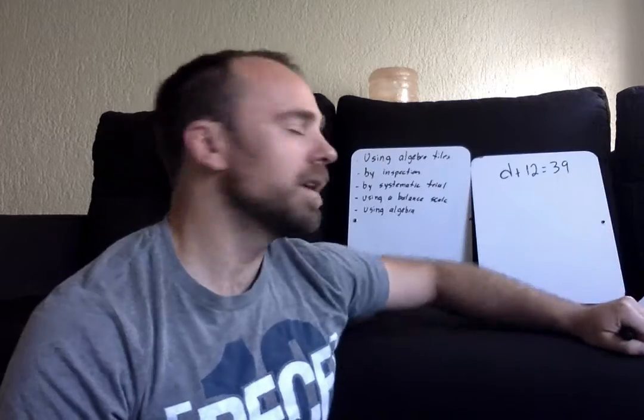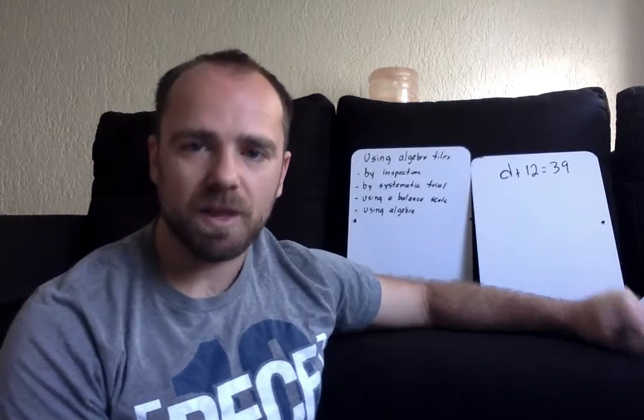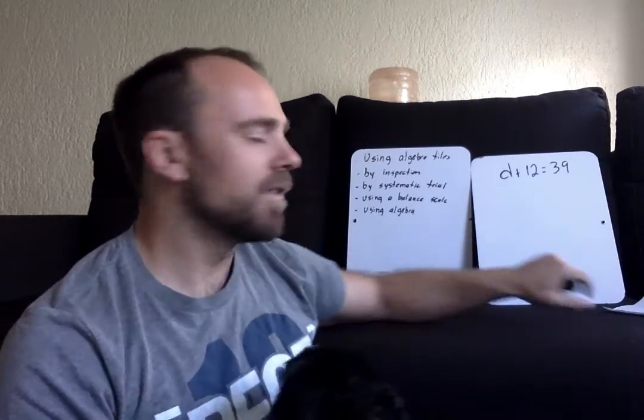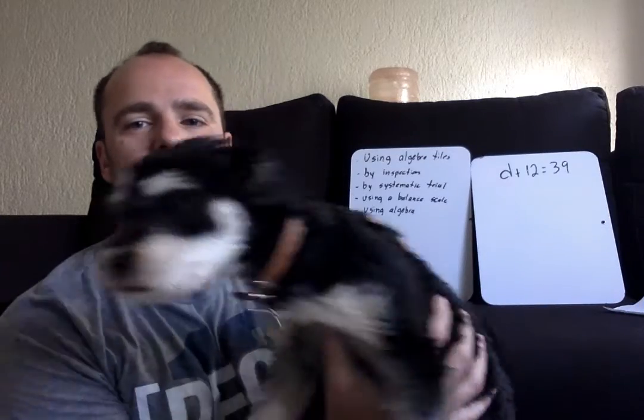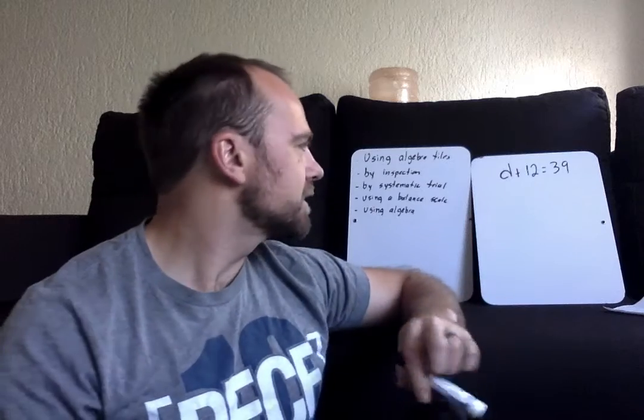Okay. The next one is using the balance scale. Okay, so that's going back and forth. And then the last one is using algebra itself. Sorry, the balance scale. And Charlie's going to be helping us with today's lesson as well.